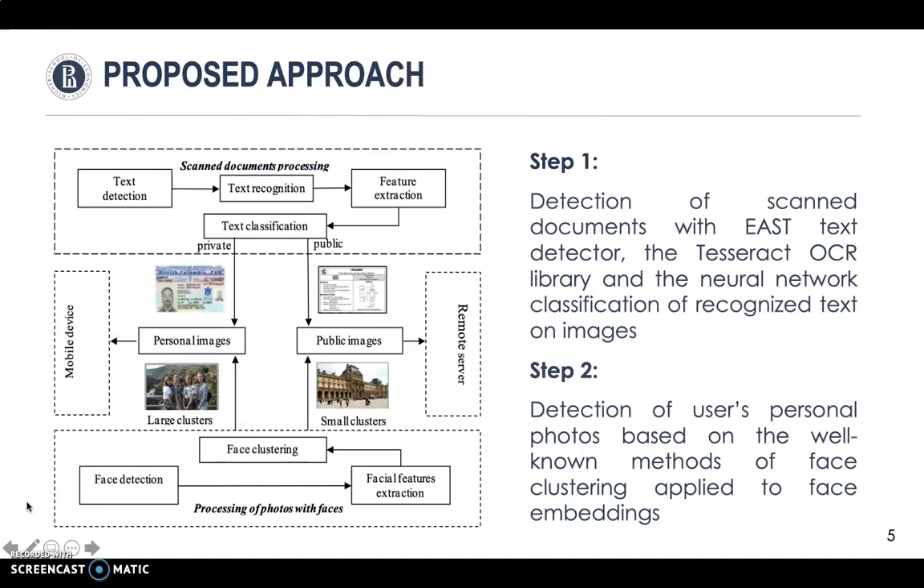First, we suggest to detect scanned personal documents using the EAST text detector, the Tesseract library, and the neural network classification of recognized text on images. The second stage is devoted to detection of users' personal photos based on the well-known methods of face clustering applied to face embeddings. So let's go further and discuss these steps in detail.